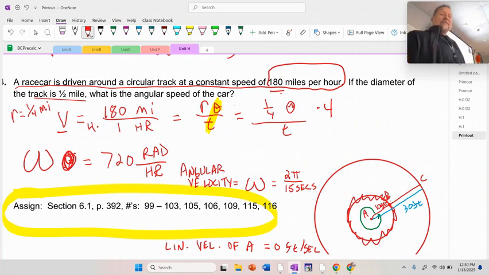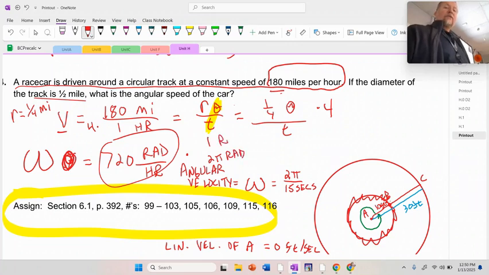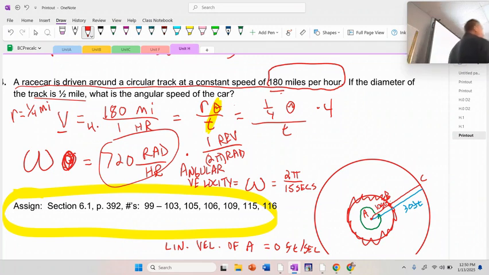Because then what we did, this is the answer, but then I said, you know what else would make most sense is rotations. How many times would they go around the track? That would be a fun one to answer. How do I find revolutions? How many radians in a revolution? I would have to divide by 2 pi, because that's 1 revolution, to find out how many revolutions there are. So take 720 divided by 2 pi just for fun to see how many revolutions happen in an hour.